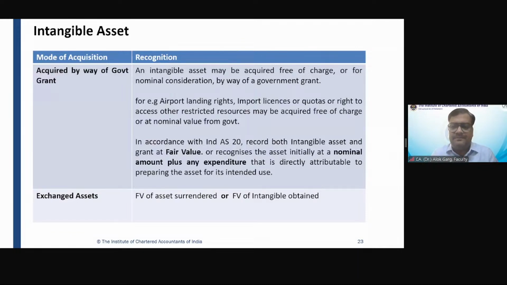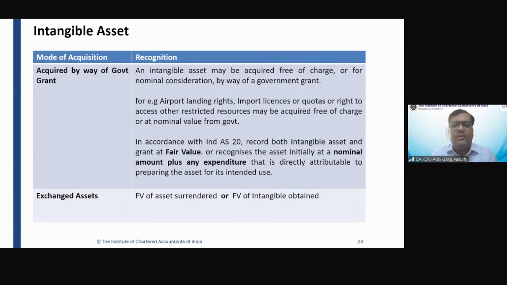The second option, the asset has to be recognized at nominal value plus any expenditure which is directly attributable to preparing the asset for its intended use. For example, the government has told that we are giving you the airport landing right free of cost, but you need to pay a small amount of 50,000 rupees as registration charges. So what is the nominal amount plus any expenditure? It is 50,000 rupees. So the asset has to be debited. Intangible asset, airport landing right, debit 50,000 rupees to cash 50,000 rupees.